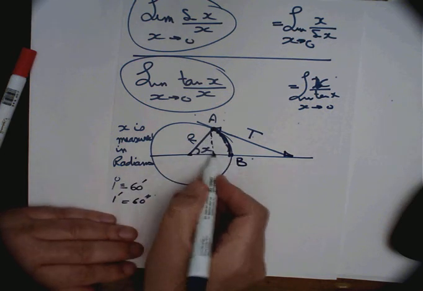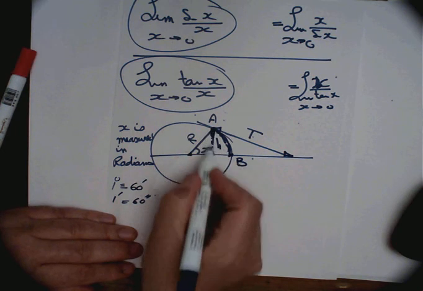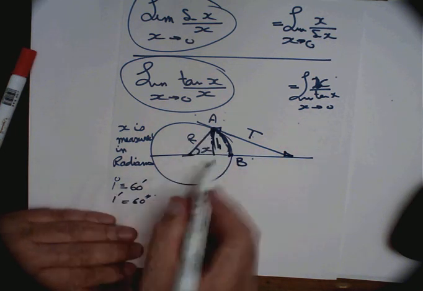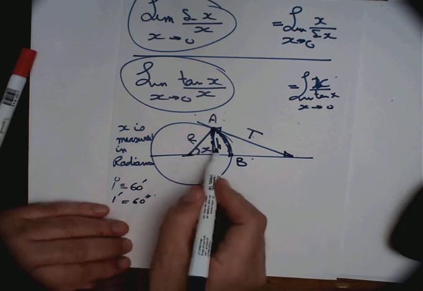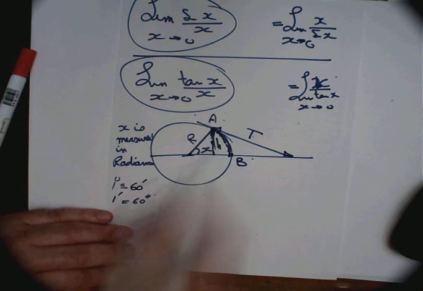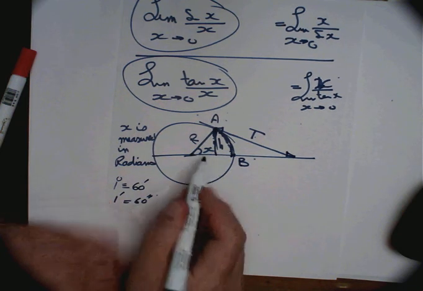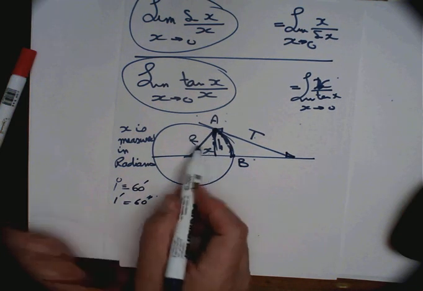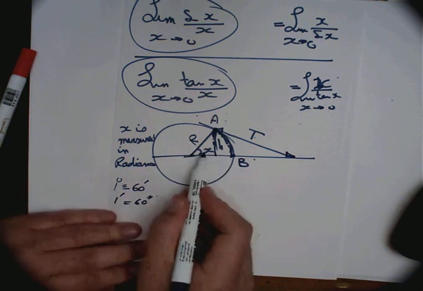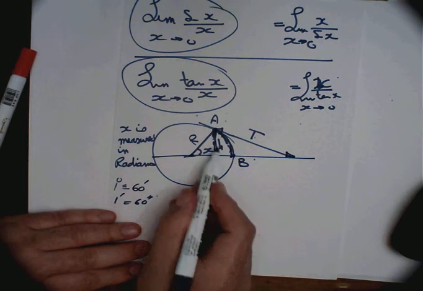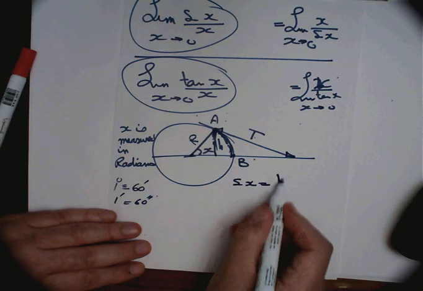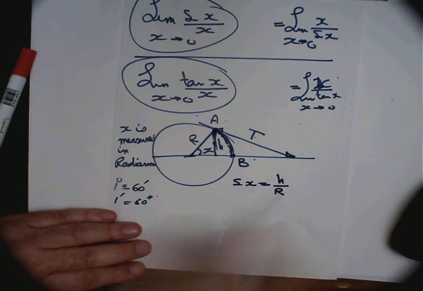This is height h. Now we have a right angle triangle, the sides of which h is the opposite, r is the hypotenuse, x is opposite to h. When I ask you what is the relation between r, x, h, as you know, sine x equals h over r.